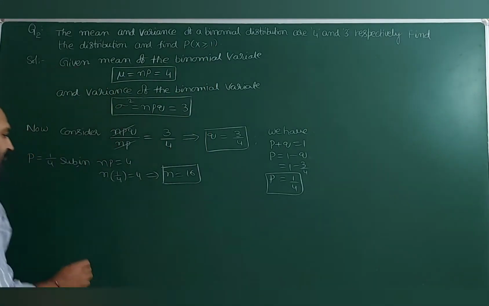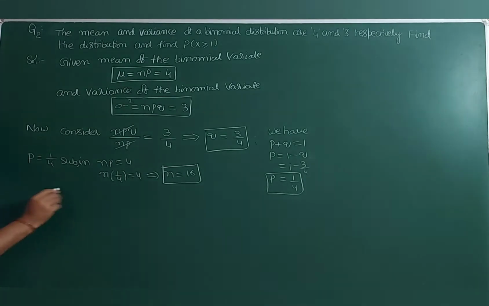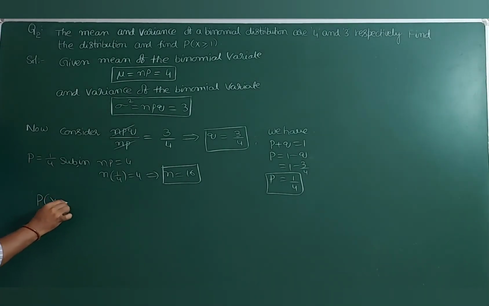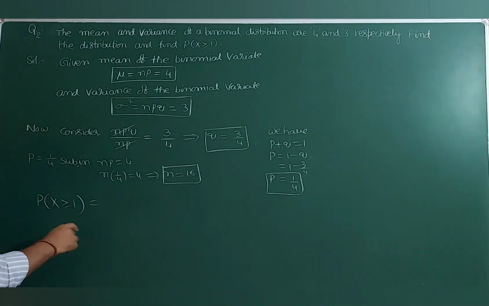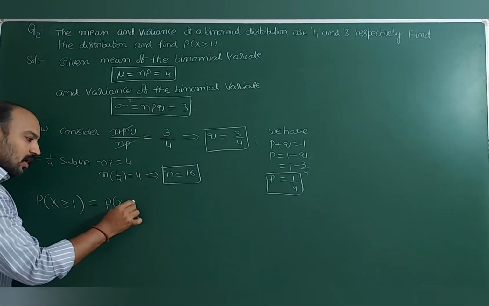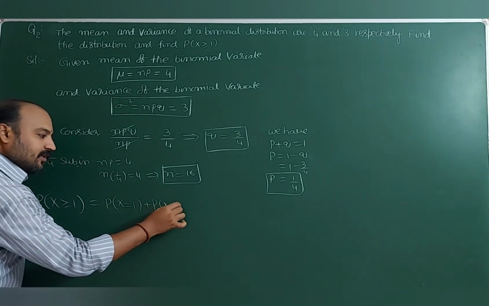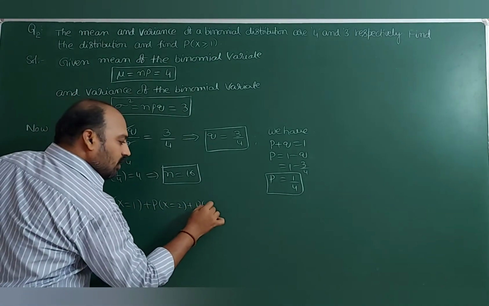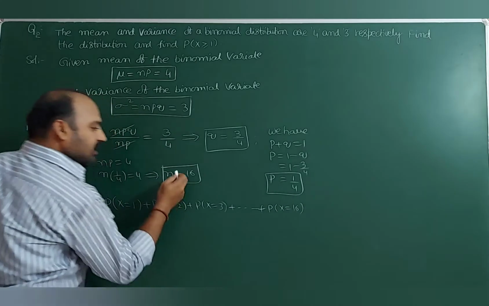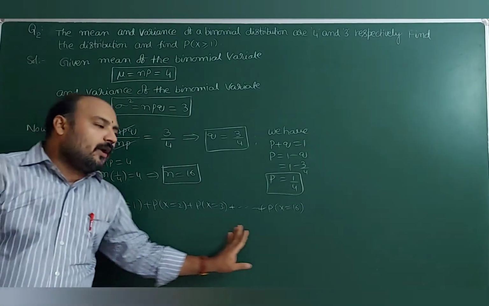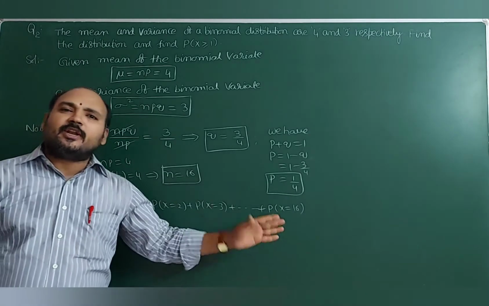The meaning of P(X ≥ 1). Dear students, whenever this situation is there, to calculate these type of values, X is greater than or equal to 1. What is the range of binomial distribution? It starts from 0 to n. n is equal to 16. So greater than or equal to 1 means P(X=1) plus P(X=2) plus P(X=3), like this and so on, P(X=16). Why? Because n is equal to 16.